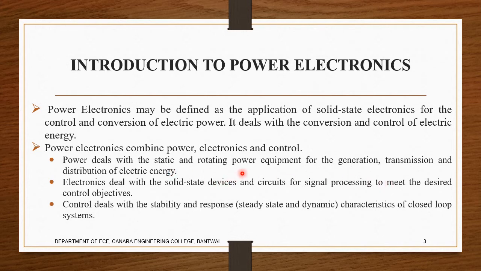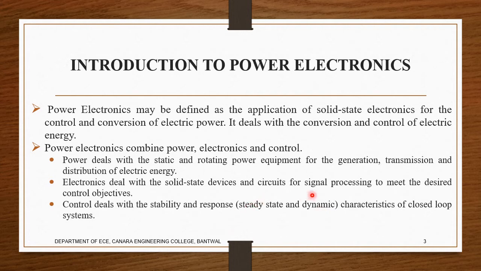Electronics deals with solid state devices. Solid state devices means the devices we study in electronic devices: the PN junction diode, transistor and all. These are the electronic things. They are usually designed into circuits for signal processing to meet the desired control objective, to control the process. It might be transistors, diodes, SCRs, etc.